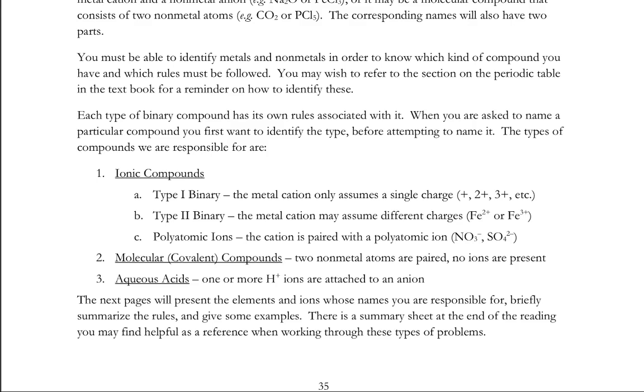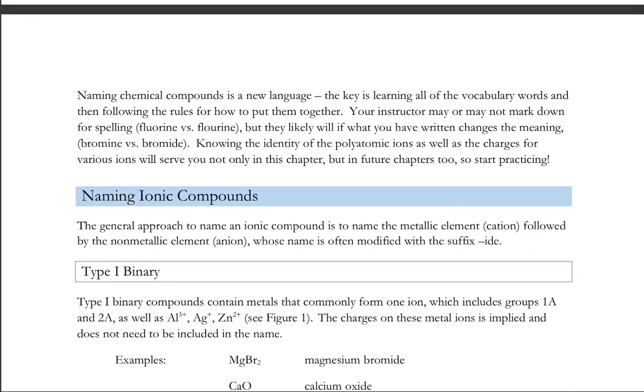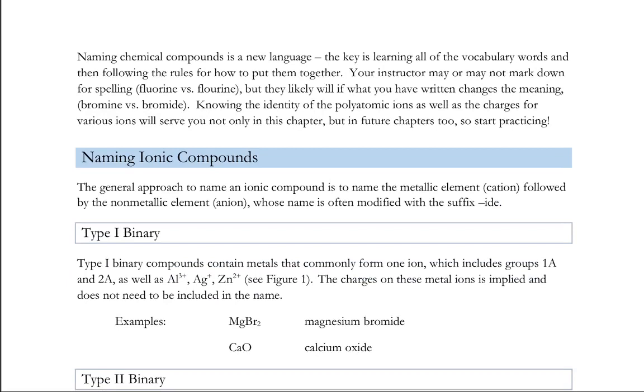The anions can be simple anions like Cl-, like O2-, or they can be polyatomic ions, like given in the example here, NO3-, nitrate, SO4 2-, sulfate. Okay, so step one, decide what kind of a compound it is. Ionic, molecular, or an acid? If an ionic compound, we name the cation and then we name the anion. Often the anion ending is IDE. Not always.